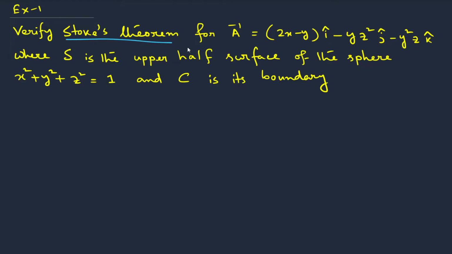So verify Stokes theorem for a bar. So in place of capital F bar, a bar is given, it is (2x minus y) i cap, then y z square j cap, then minus y square z k cap. So this is the vector function where S is the upper half surface of the sphere. So this is one sphere, x square plus y square plus z square equal to 1.